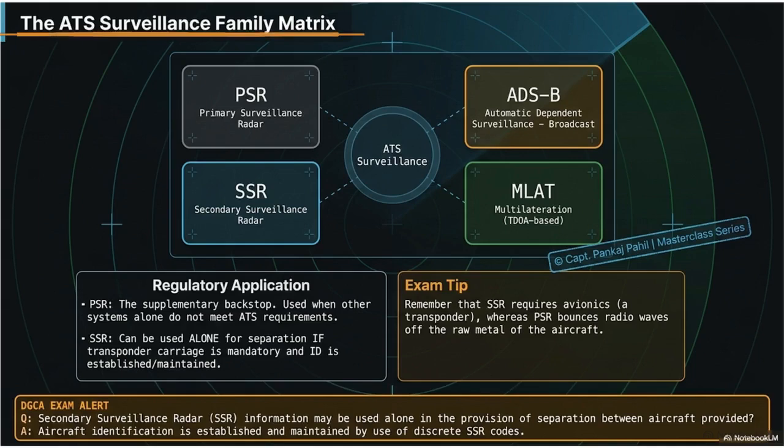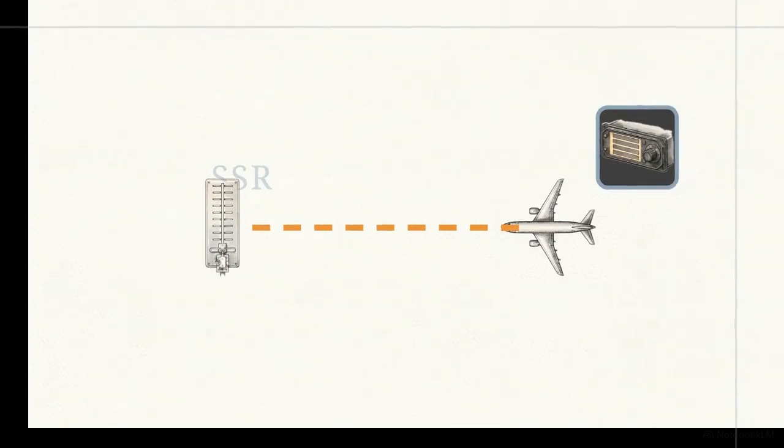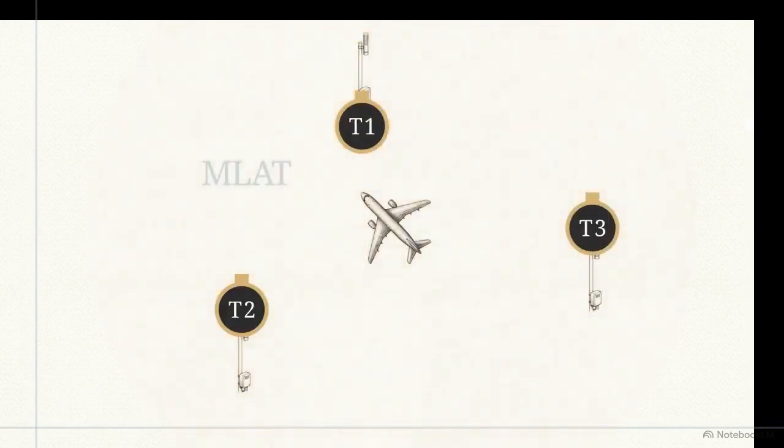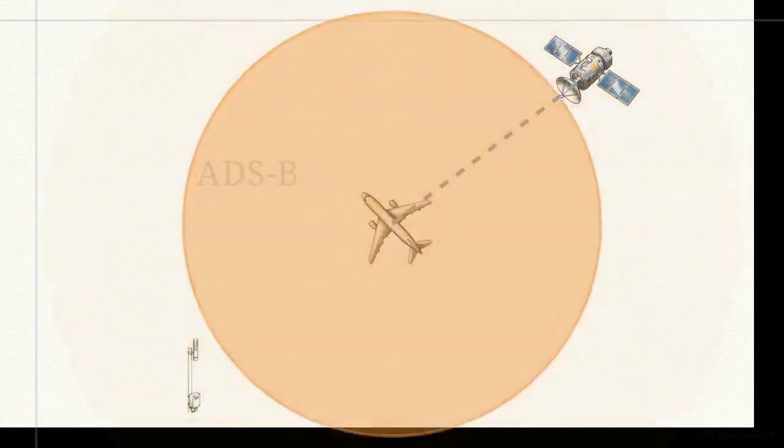The modern ATC toolkit rests on four primary pillars: primary surveillance radar, secondary surveillance radar, multilateration, and automatic dependent surveillance broadcast. Look at the left side of this matrix. Primary surveillance radar bounces radio waves off the metal hull. Secondary surveillance radar requires avionics. It interrogates the aircraft and an onboard transponder replies. Moving to the right side, we have the digital systems. Multilateration calculates aircraft position by measuring the time difference of arrival across ground stations. ADS-B allows the aircraft to continuously broadcast its own GPS position.